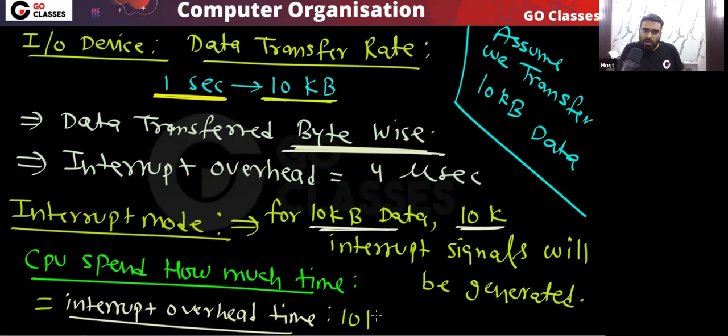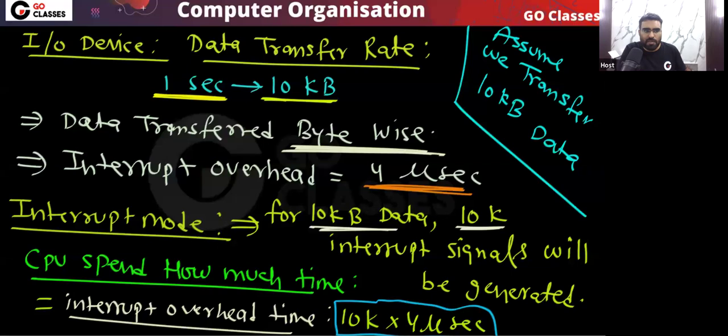Very simple. Okay, for every byte, 4 microsecond will be wasted. So this much amount of time CPU will be wasting. CPU will be spending this much amount of time. Agree? Correct? Is this clear? Because for every byte, 4 microsecond will be wasted, and assume we are transferring 10 KB data. So for 10 KB data, 10K multiplied by 4 microsecond, this much amount of time CPU will be spending. Okay, clear? Yes or no?